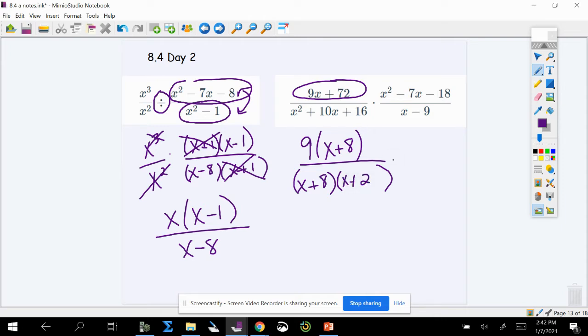The next fraction, the numerator, I'm looking at what multiplies to get -18 and adds to get -7. So that's -9 and 2. Get really good at basic factoring by the end of this today and yesterday's lesson. And now I'm going to start canceling. So my x minus 9s cancel. My x plus 8s cancel. My x plus 2s cancel. The only thing that's left is a 9. And you will have that happen where you have very little left. And in this case, you're just left with a constant.